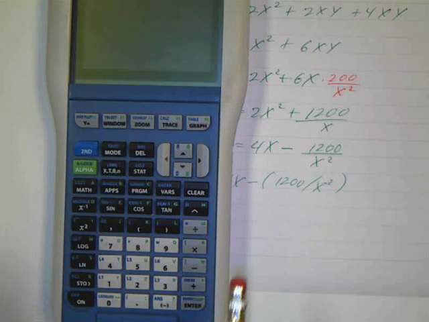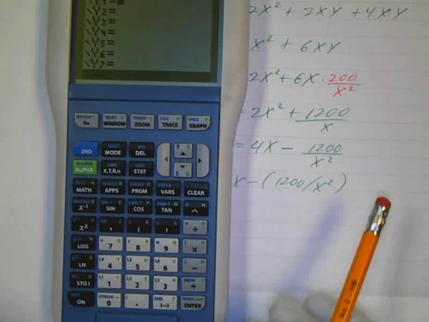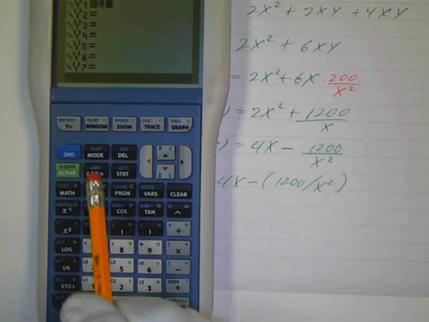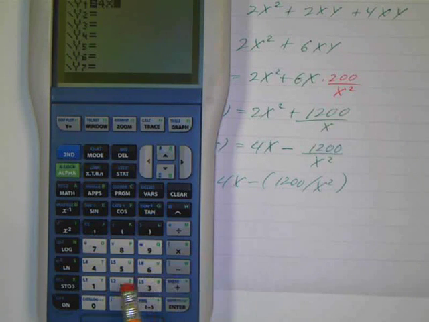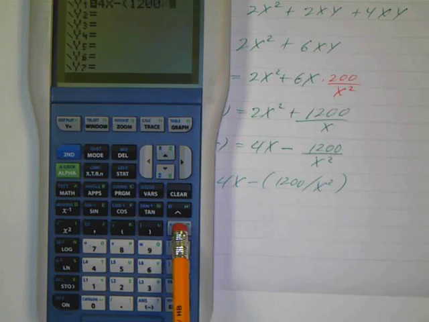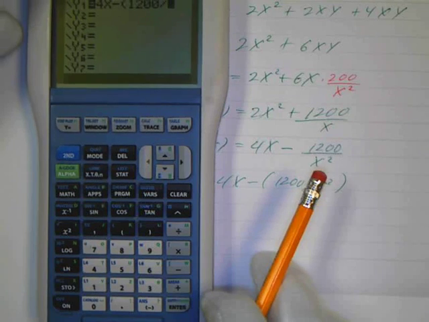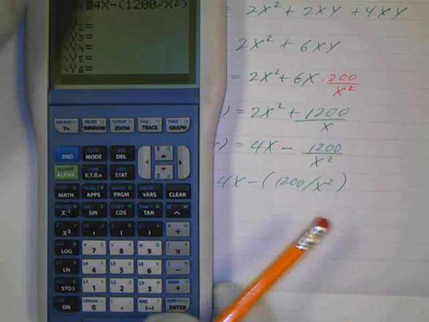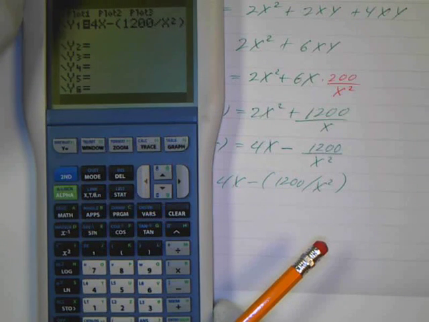So I'll turn the guy on. y1, so I'll put 4x minus parentheses 1200 divided by, you can see all these keystrokes here, x squared parentheses. Okay, and then like we've done before, hope you can see all that.